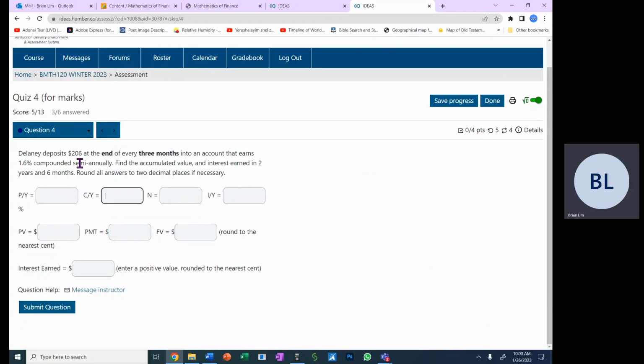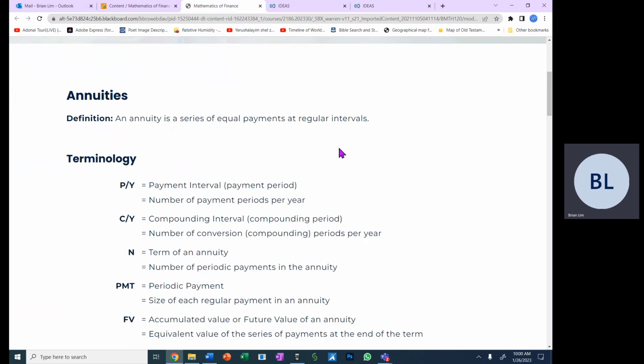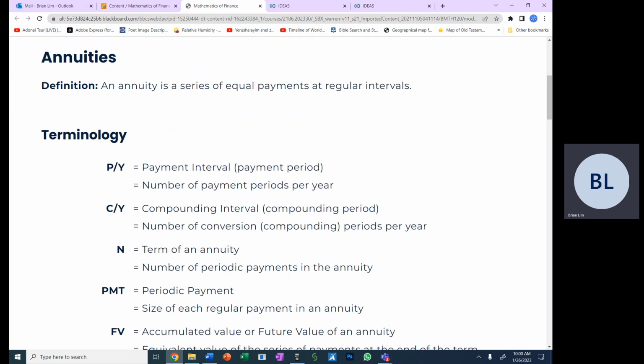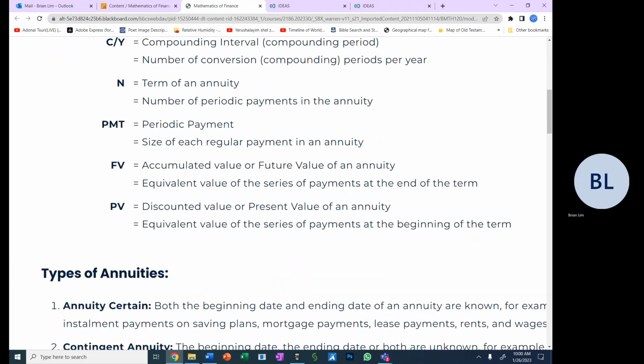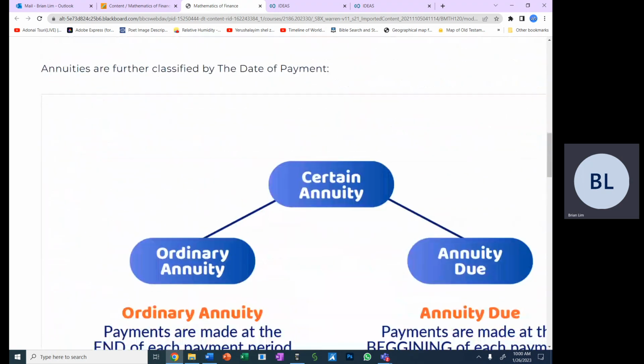Okay, here is a question about annuities. But before we go here, maybe we should do a little bit of a recap on what we've been looking at so far. We looked before and saw what an annuity is, a series of equal payments at regular intervals. And these terminologies here, you've come across them before, so you're quite familiar with them.